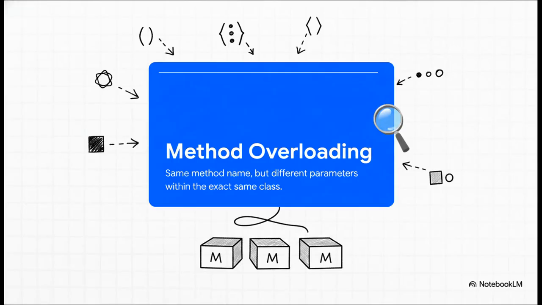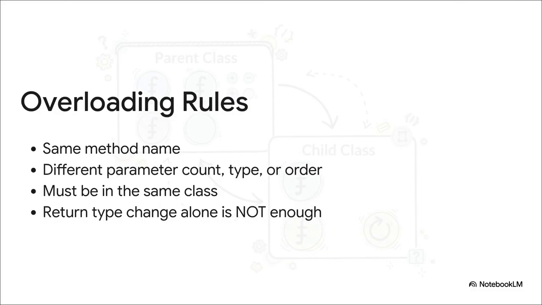So method overloading, you might also hear this called static polymorphism. This happens when you define multiple methods with the exact same name sitting right there inside the exact same class. The big difference? The parameters. The computer actually figures out which version to run at compile time, simply by looking at the inputs you hand it. Now, to actually pull this off, you've got to follow some really strict rules.